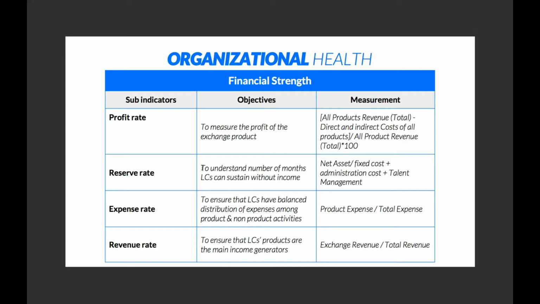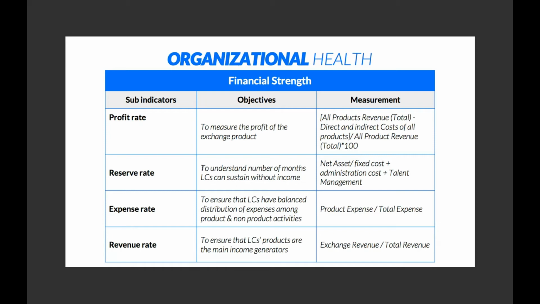And then the expense rate is to make sure that the LC has a balanced distribution of expenses among product and non-product activity. So it's to make sure that the LC spends money on the right places, which is to develop our product, or to make our product experience better. That's why they spend more money on the product.